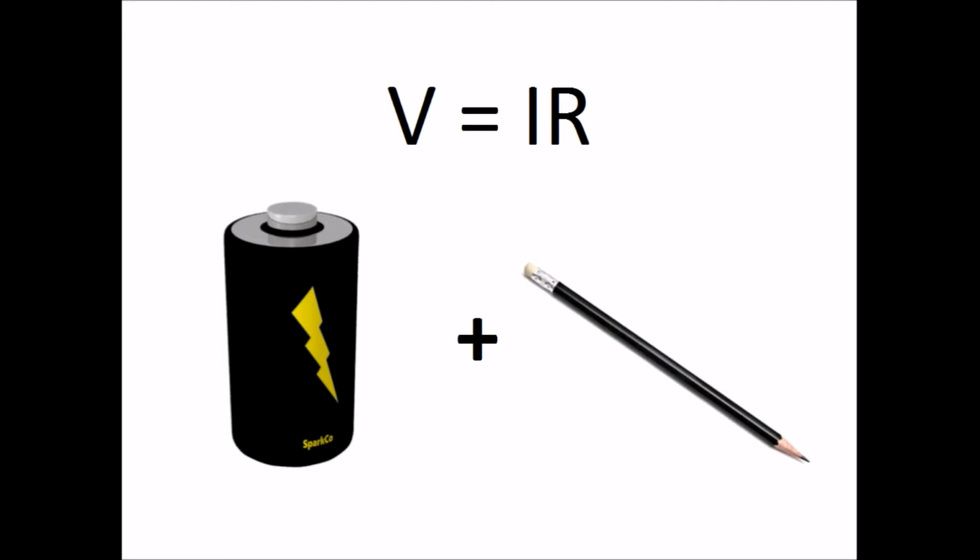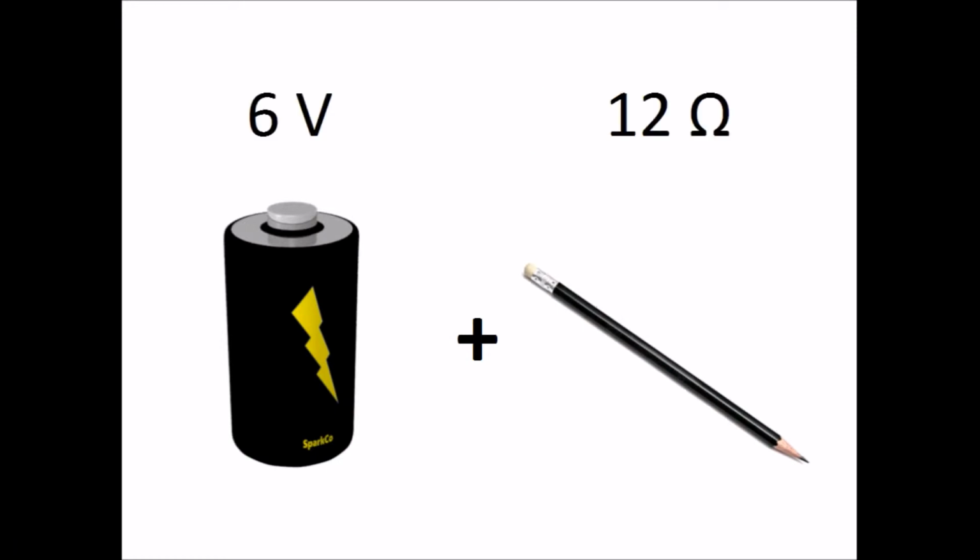To demonstrate how this formula works, let's take a typical battery like this one and connect its terminals to the ends of a pencil. Pencil lead is graphite, which conducts electricity. We have made a circuit that uses graphite to carry a current. Now to put some numbers on it. The battery has 6 volts on its label, which means it sends out a current with 6 joules of energy per coulomb of charge. The graphite in the pencil has a resistance of 12 ohms.